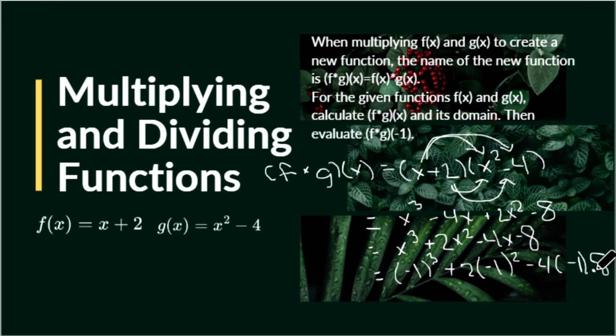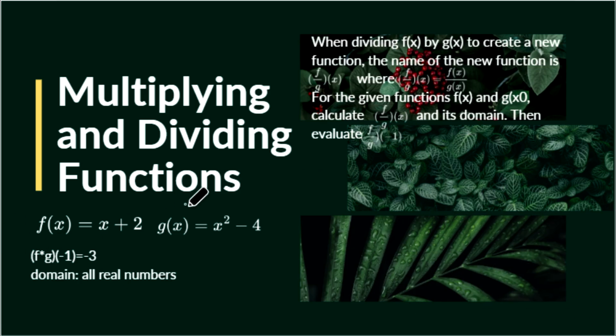PEMDAS always matters. So we're going to do exponents first. Negative 1 times negative 1 is positive 1 times negative 1 becomes negative 1. Okay. Negative 1 times negative 1 is positive 1 times 2 is 2. Negative 4 times negative 1 is positive 4 minus 8. Negative 1 plus 2 is positive 1, sorry. Positive 1. Positive 4 and negative 8 is negative 4. So our final answer here is negative 3. Okay, and the domain is all real numbers.